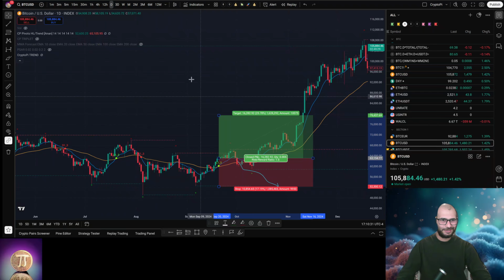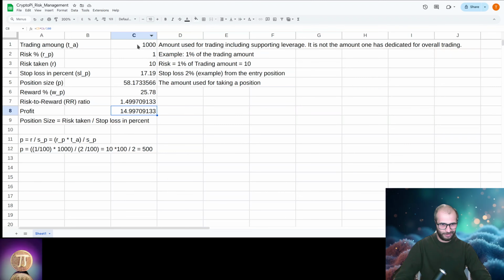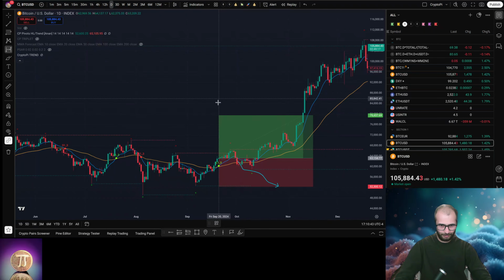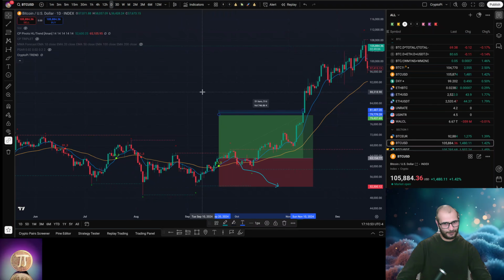Now in this case we are on the day time frame, so it obviously does not make a lot of sense to trade with $1,000 and wait almost... let's calculate that. How many days would one have to wait to make that $15? That's 51 days. That's a lot. But like I said, it's the day time frame.